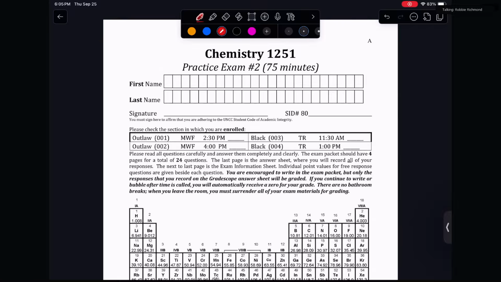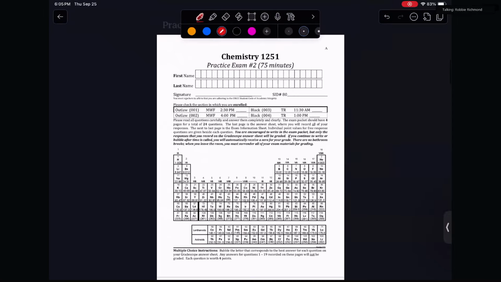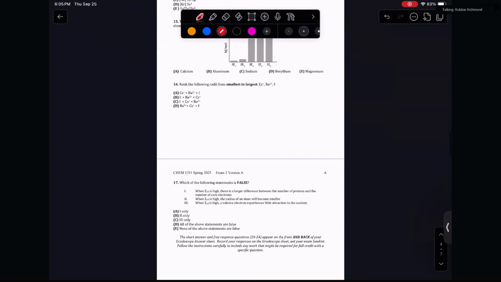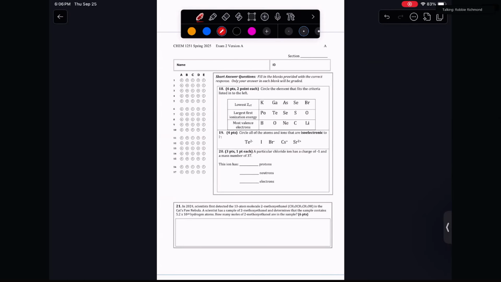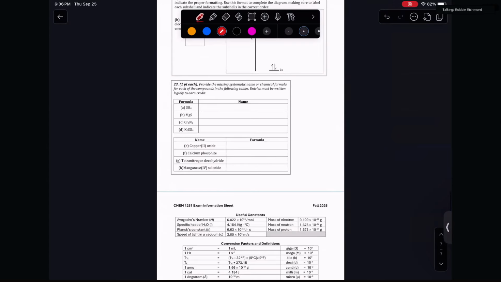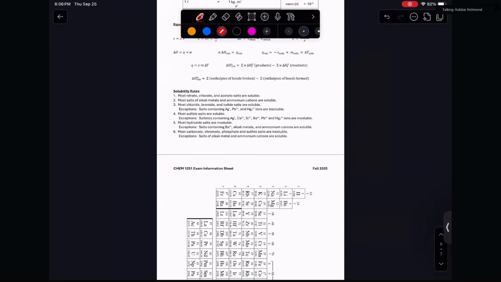By now we got through the first exam and we understand the entire process of how this goes. You'll be given an exam packet with first name, last name, signature, student ID number. Just put that information down and check your section in the box there. You'll be given a sheet of multiple choice questions. These won't be graded. The only thing that will be graded is this answer sheet with the free response questions attached to it. In addition, you'll also be provided an exam information sheet which can be found on Canvas and a periodic table.